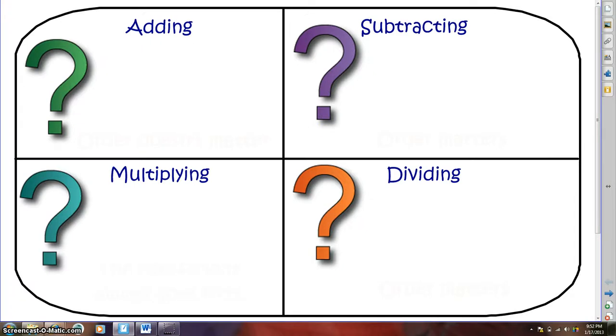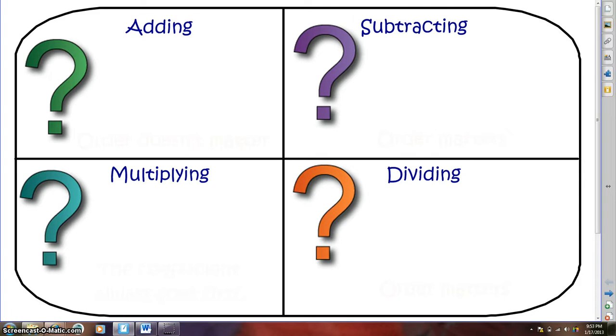Today we're going to learn to write algebraic expressions. There are some important things that you want to remember. We're going to take a look at adding, subtracting, multiplying, and dividing. You should have your notes out so you can follow along. Please make sure you're filling in your notes as we go.